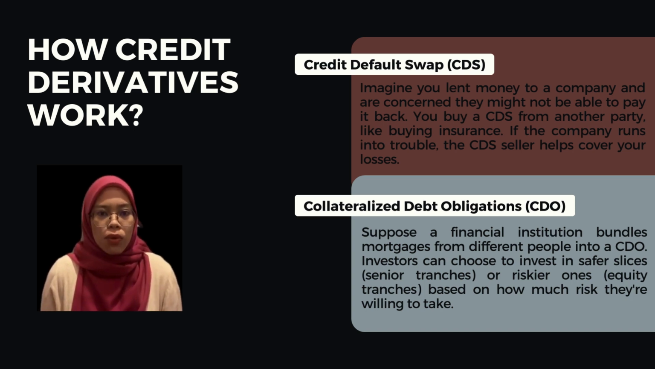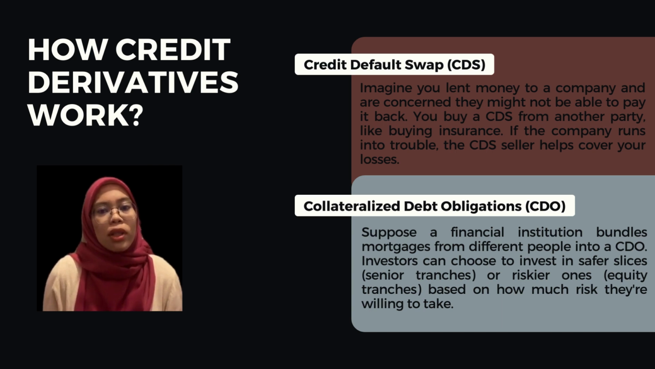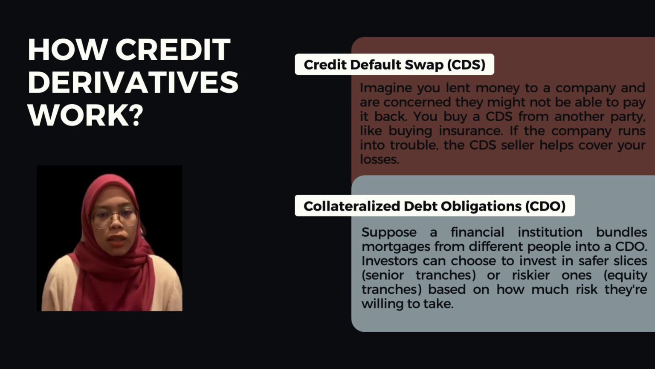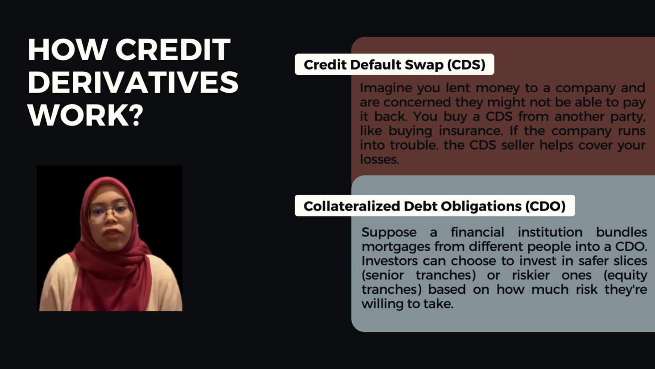As for the CDO, suppose a financial institution bundles mortgages from different people into a CDO. Investors can choose to invest in safer slices, known as senior tranches, or risky ones, equity tranches, based on how much risk they are willing to take. The tranches are then sold to investors who receive the cash flows from the underlying debt instruments. The senior tranches have the lowest risk and the lowest return, while the equity tranches have the highest risk and the highest return.